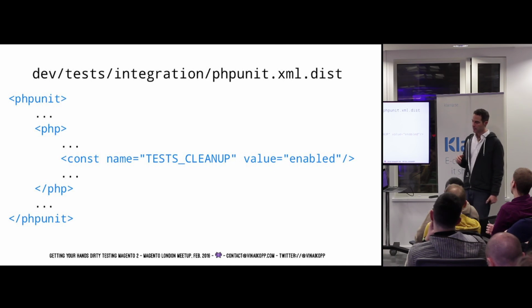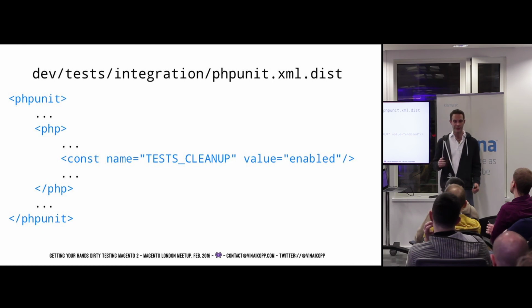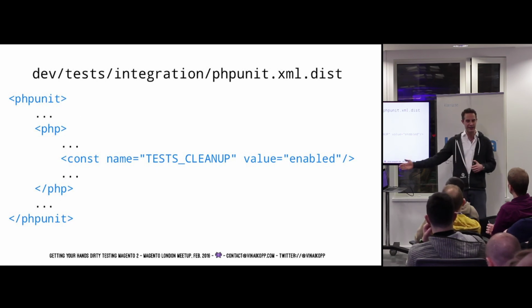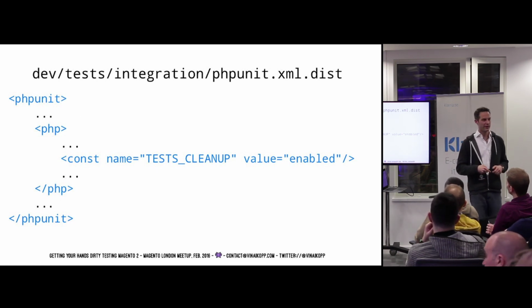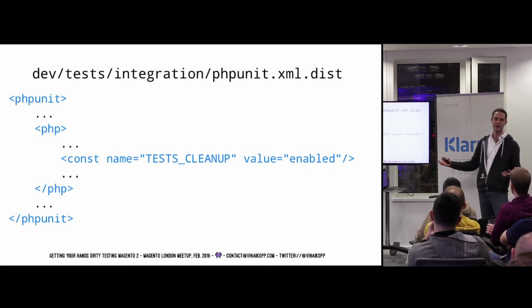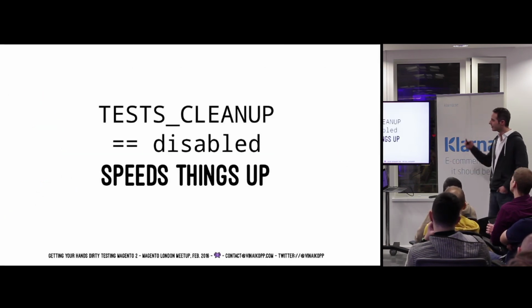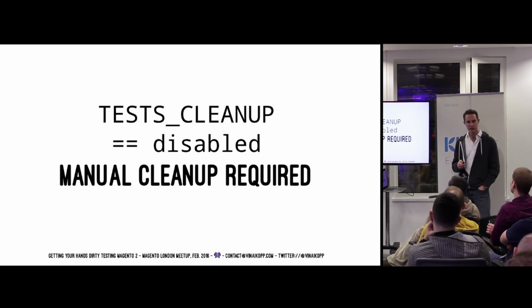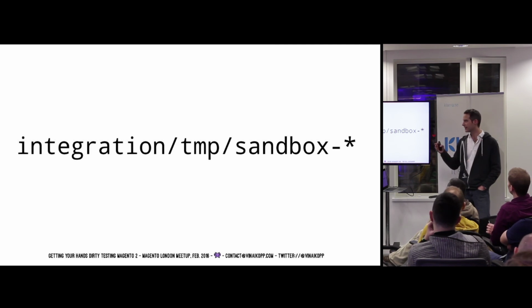But, of course, if I run a full integration test suite, I want that enabled. So on continuous integration, I want that enabled. So it's important to realize whether I'm running with test isolation enabled or disabled. But for me, finding out I can disable it was great because I was really annoyed by having to wait. Disabling that speeds things up, but manual cleanup is required, which mainly means removing dev tests integration temp sandbox, and then rerunning it.